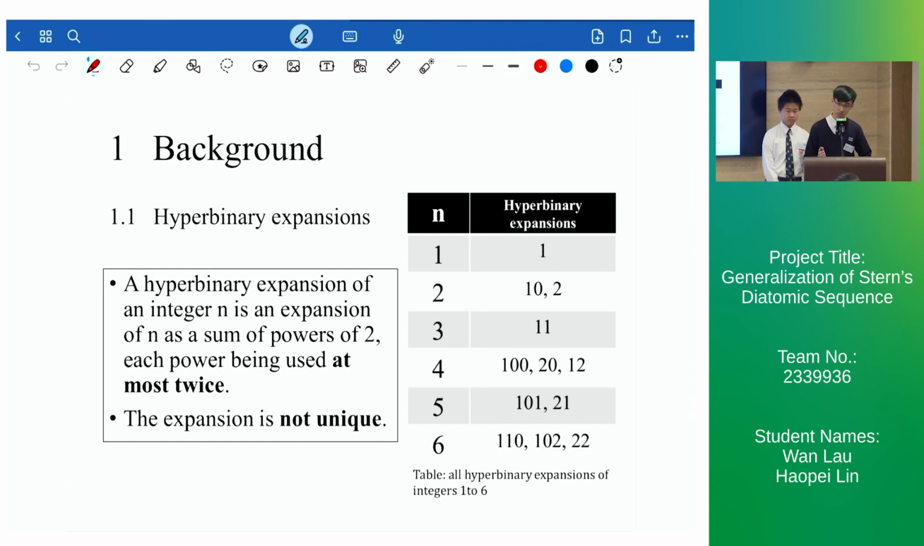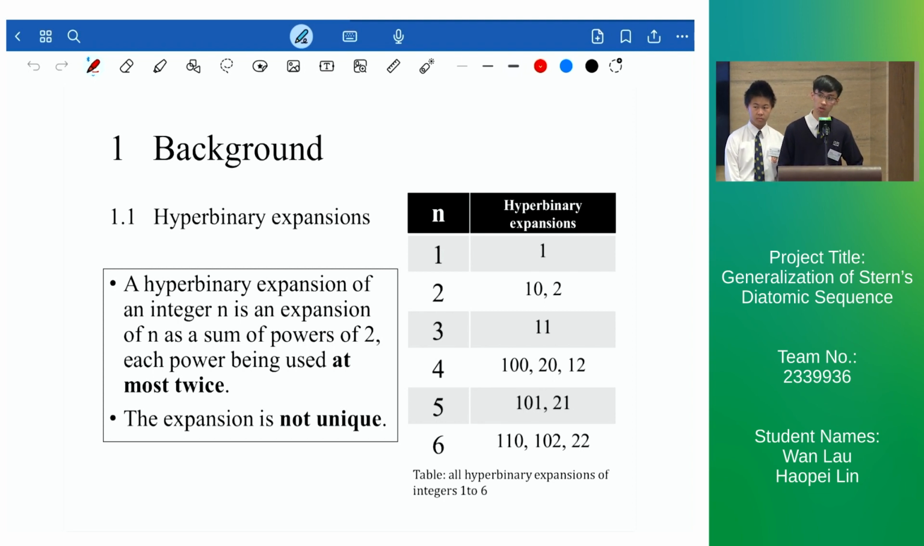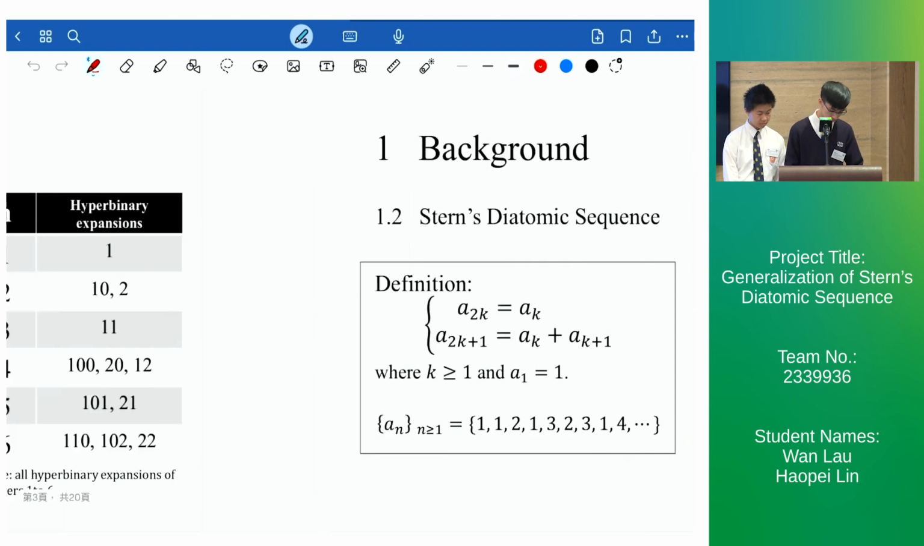Hyperbinary expansion is very important in our research. Here is its definition. In short, hyperbinary is very similar to normal binary, but each of its digits can be up to 2 instead of 1. You may look at the examples here. You can see that 4 can be represented as 100, 20, and 12. But in normal binary, 4 can only be represented as 100. You can see that the expansion is not unique.